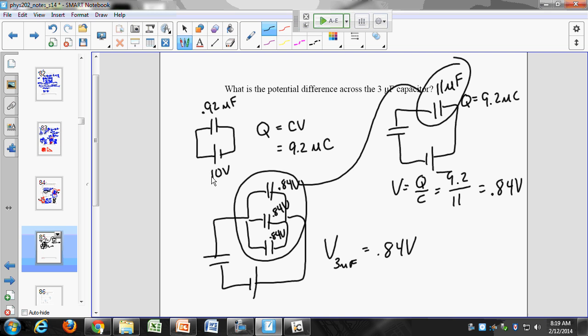Let me ask you another question. I'm going to go back to the previous page in just a second. Can I go back up? I'll give you a second. I want to know what is the voltage across the left 2 microfarad capacitor. I'll come back. Go back to this.